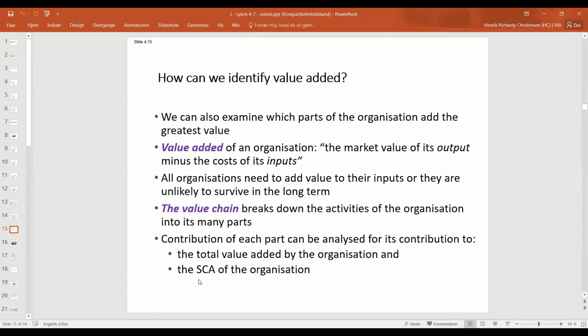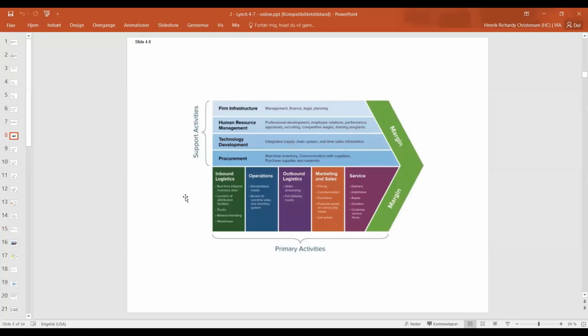And then we have the sustainable competitive advantage. And I'll take you back again to this slide here. Sustainable competitive advantage. How can we use a value added analysis to identify a sustainable competitive advantage? Well, as I indicated before, for example, Coca-Cola, marketing and sales, that would probably be a sustainable competitive advantage for them, meaning their marketing and sales skills.